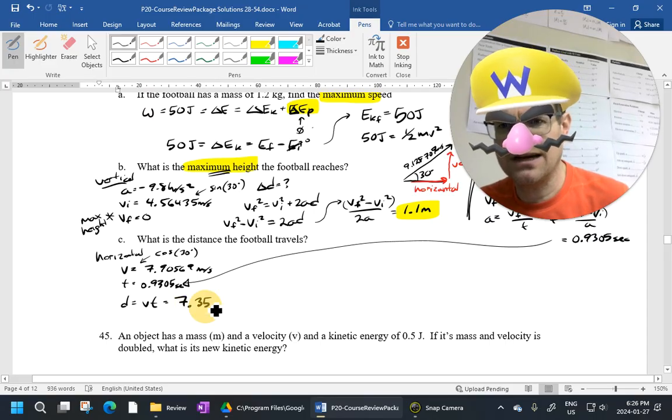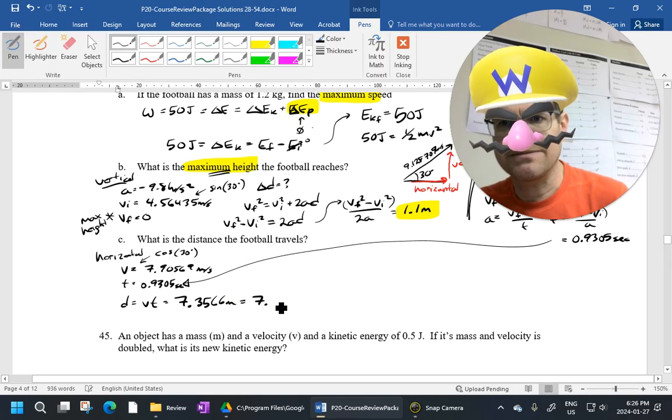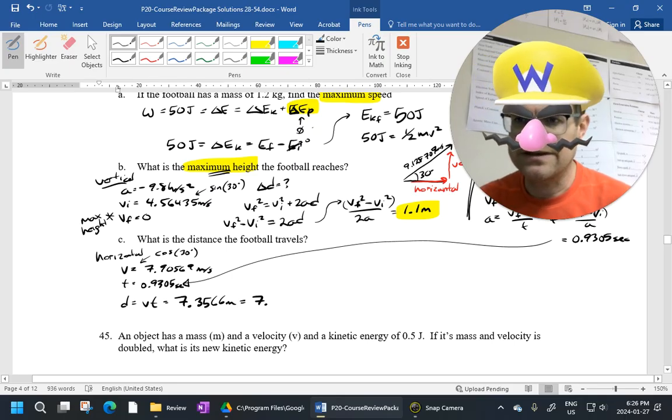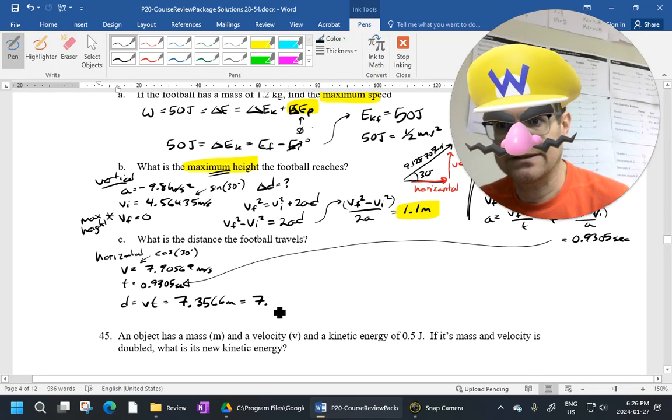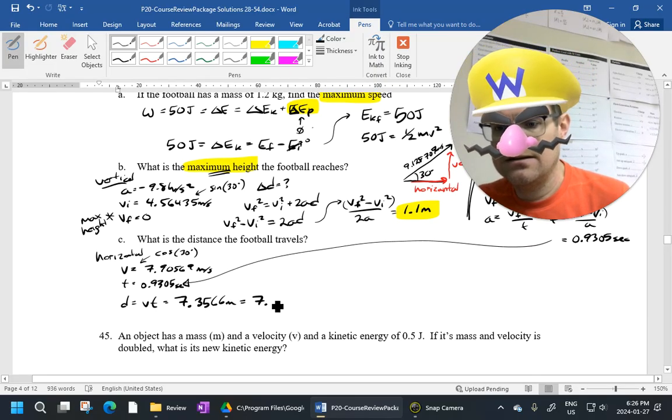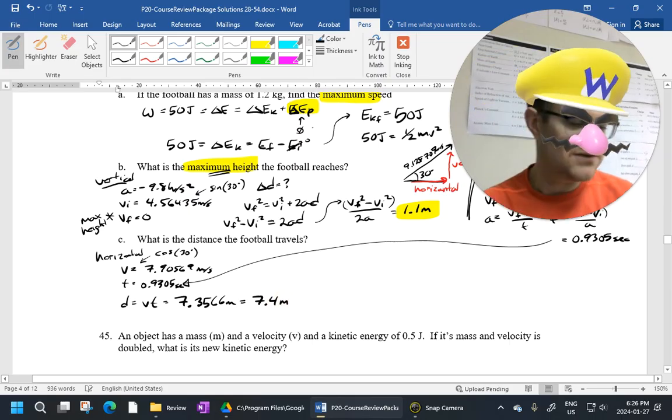This ball did not go very far at all. Definitely should have kicked up a bit higher than that. There's only 50 joules of energy too. Whatever. 7.4 meters in range. All right.